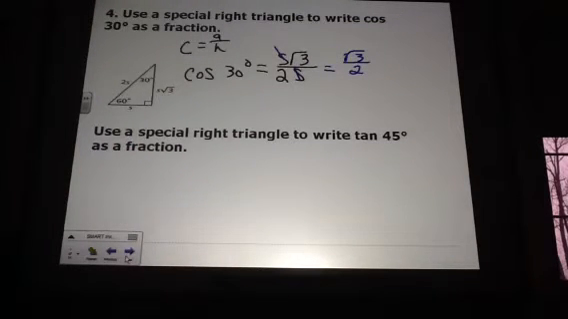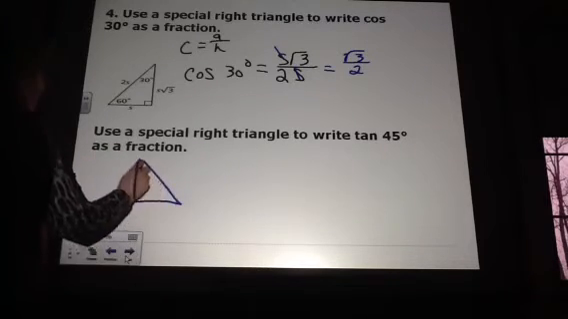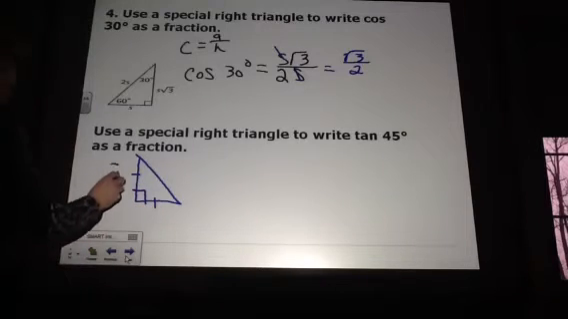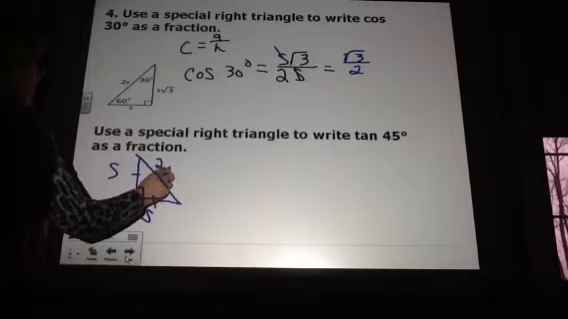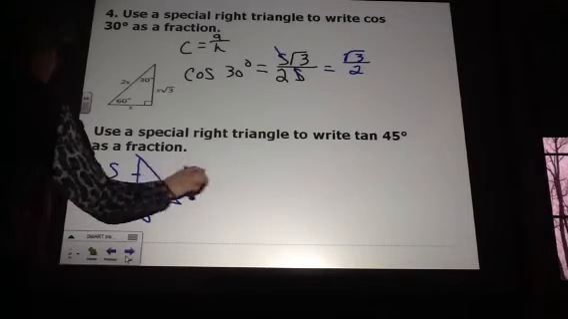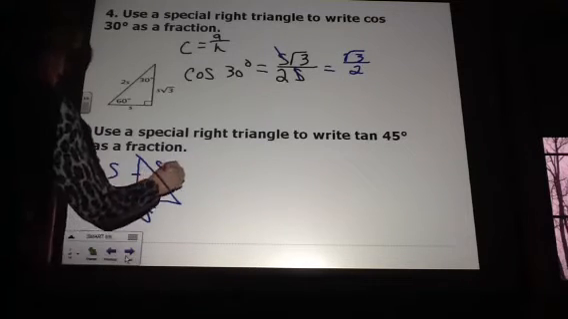And then use a special right triangle to write the tangent of 45 degrees as a fraction. So remember our 45-45-90 rule? If this is an isosceles triangle, we have side, side, and we have the square root of 2 times that side. I think I got that wrong, guys. I think that's s square root 2.